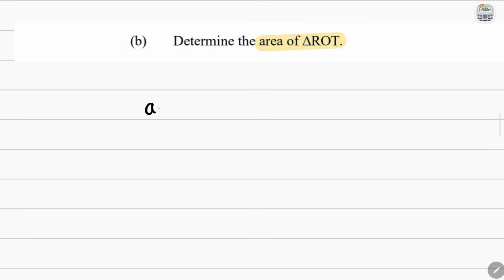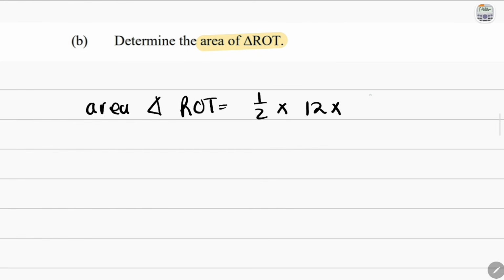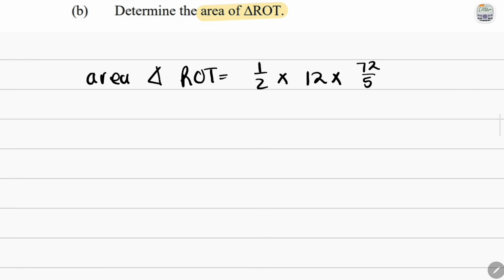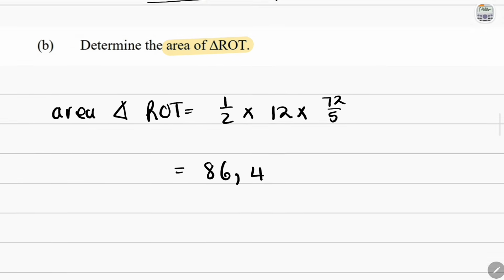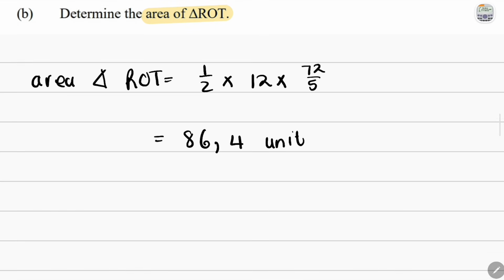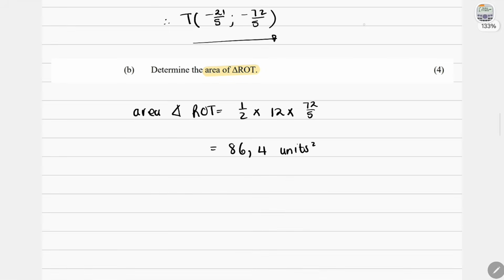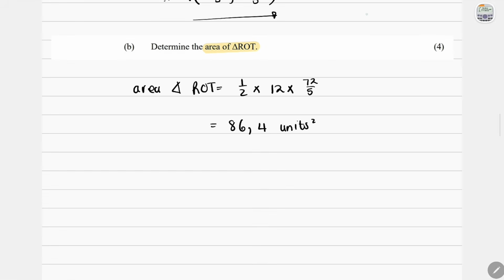So finally, the area of triangle ROT would be found by saying a half multiplied by that base of 12 multiplied by the perpendicular height of 72 over 5. And that would give us our answer. And then as a decimal, this is just 86.4. And it is not in centimeters, it's just in units. So we can say square units, so units squared. And that is our answer. Okay, moving on to the next question.